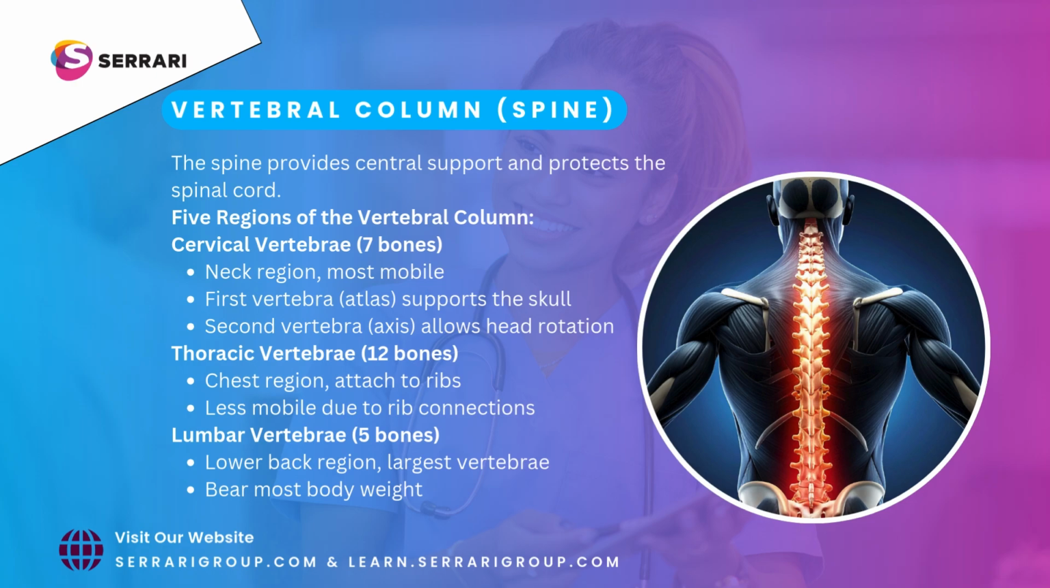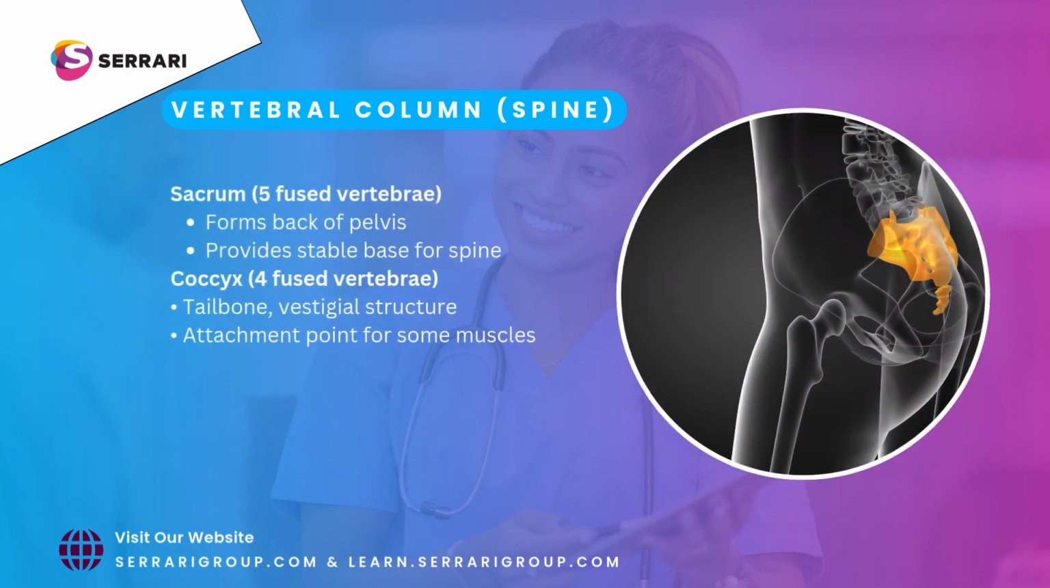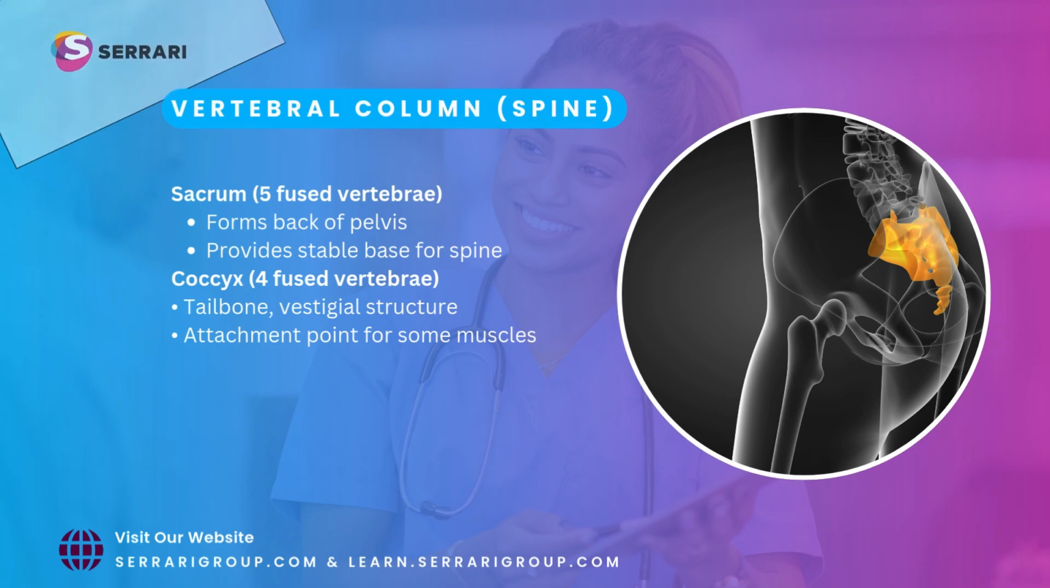Lumbar vertebrae, 5 bones. Lower back region, largest vertebrae. Bear most body weight. Sacrum, 5 fused vertebrae. Forms back of pelvis. Provides stable base for spine. Coccyx, 4 fused vertebrae. Tailbone, vestigial structure. Attachment point for some muscles.